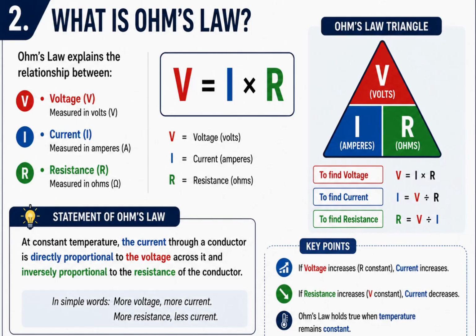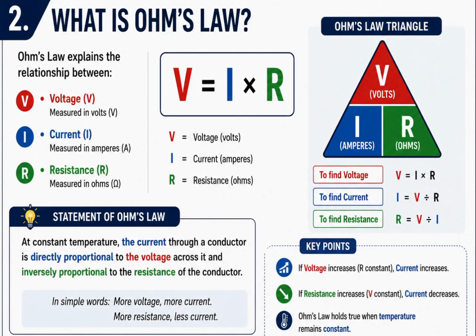So basically, Ohm's law says voltage is equal to current multiplied by the resistance. If the voltage increases when R is constant, current increases. If resistance increases when V is constant, then current decreases. Ohm's law holds true when temperature remains constant. That's why they say at a constant temperature. So when the temperature is constant, Ohm's law is true.